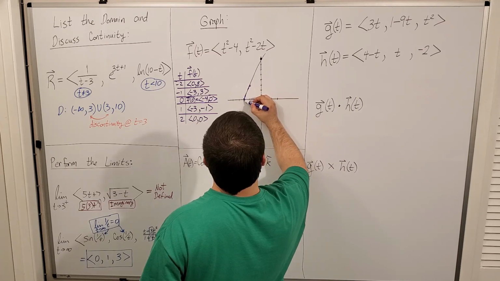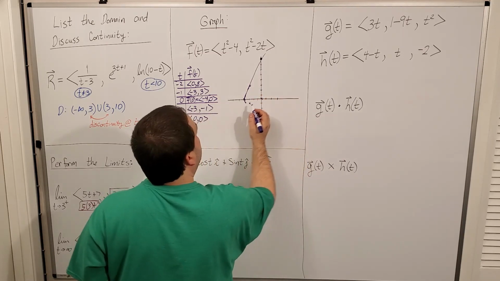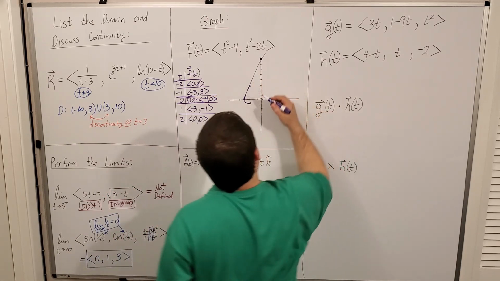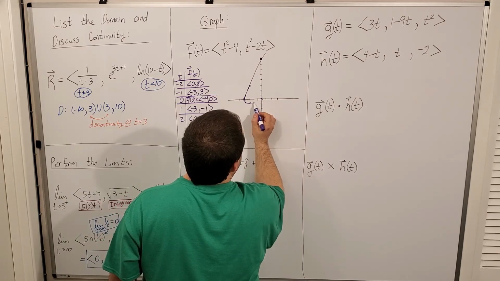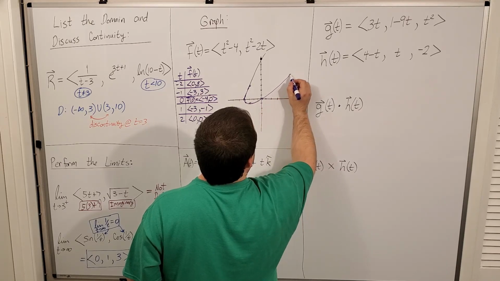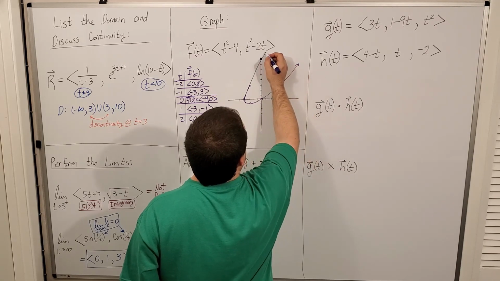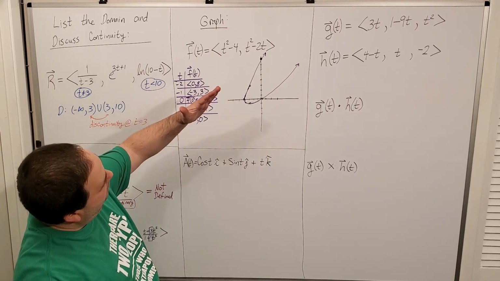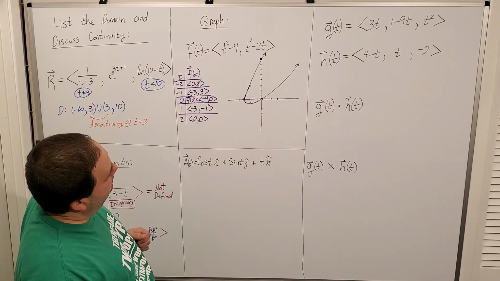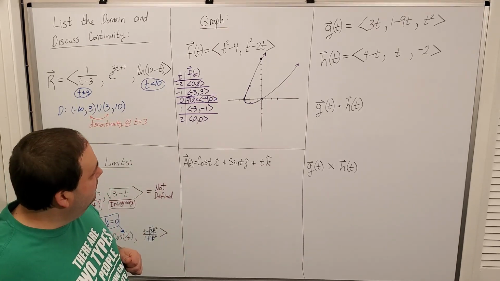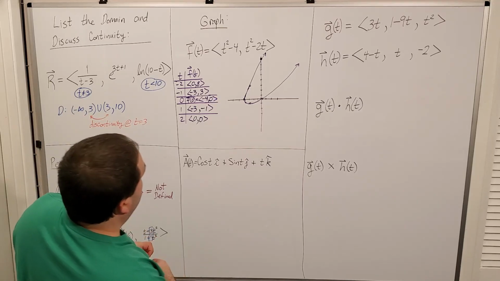So then it's going to round out like this. And it's going to come up like this. It's going to go through this point. And it's going to keep going out like this, basically. So what we have is a slanted parabola right there. Right? A slanted parabola. Okay.